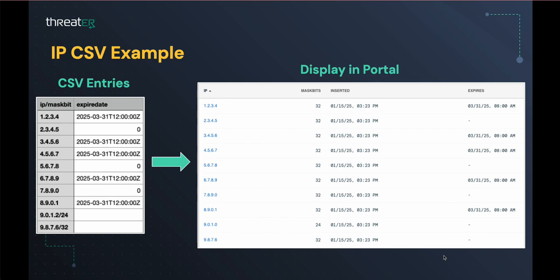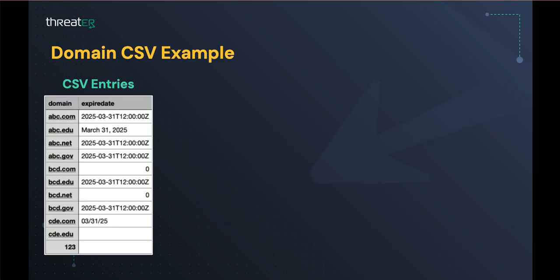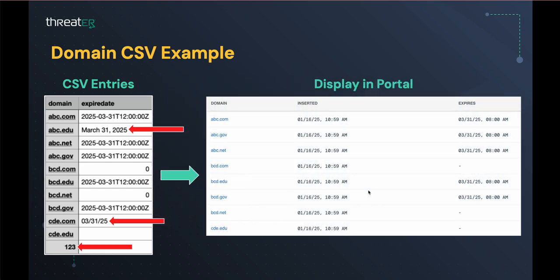My second example is a CSV of domains to create a domain block list. In this CSV, I have 10 domains in the correct format and 1 invalid domain. There are valid expiration date entries and 2 not in the correct format. Let's see how this CSV was ingested by threatER. Only 8 entries were ingested and displaying in threatER. The invalid domain entry and the 2 entries with invalid expiration date formats were dropped. I'd now like to go back into the portal and show you other configuration issues.